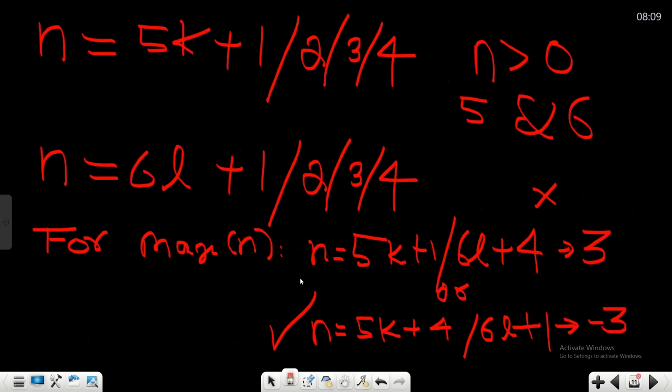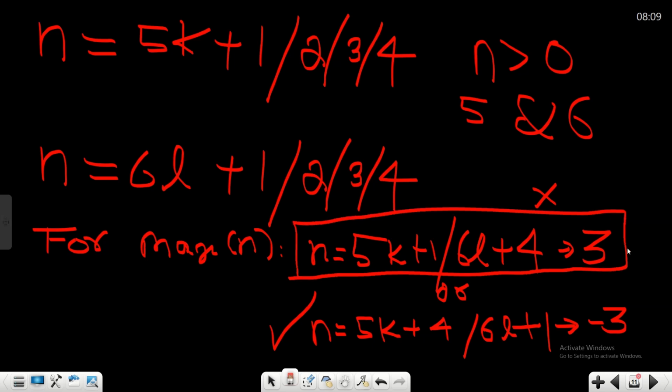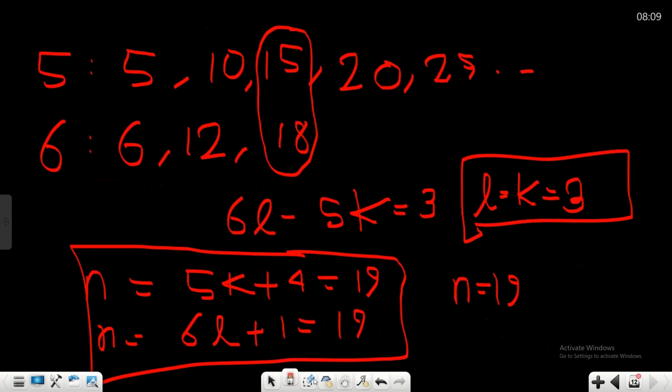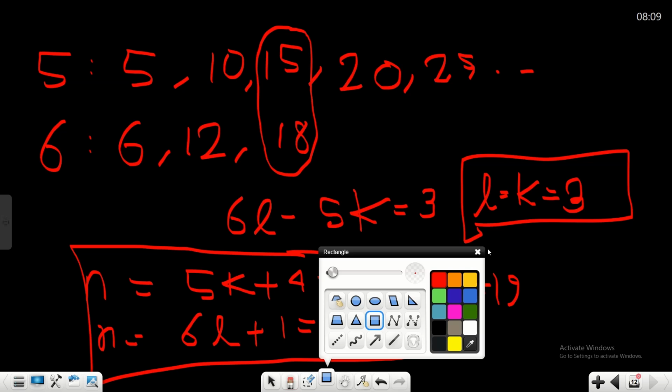And the case where n is equal to 5k plus 1 or 6l plus 4 is not possible. This is the only possible case. You can try this out, you will not get any value of k or l. So the final answer for this last question is 19. N is equal to 19.